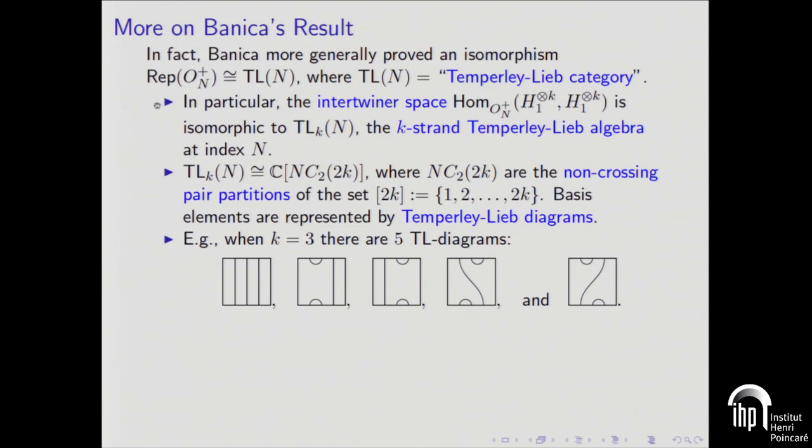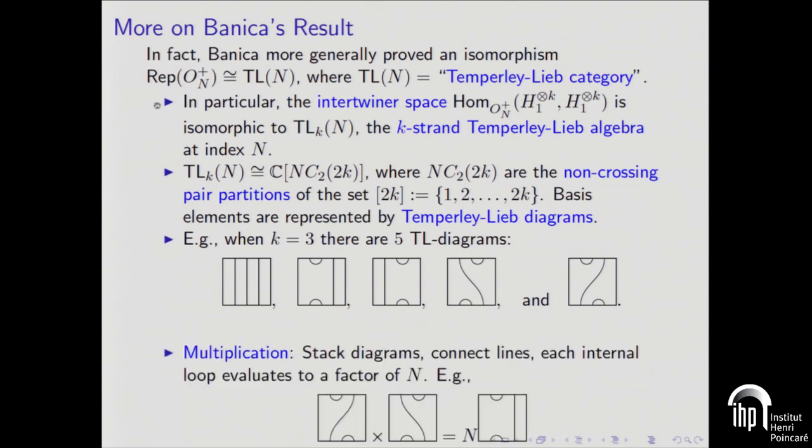So the k-strand Temperley-Lieb algebra at index n is given by the linear span of this basis. And multiplication has a nice pictorial description here. I just stack diagrams on top of each other, remove the line in the middle and connect things. And if any interior loops appear, then I remove them and add a factor of n.